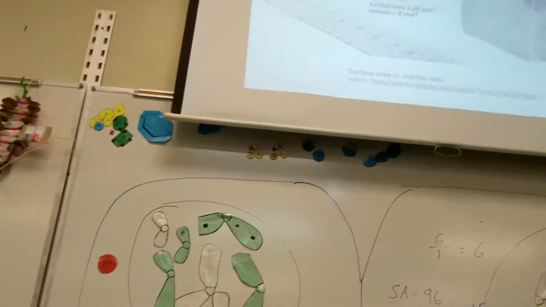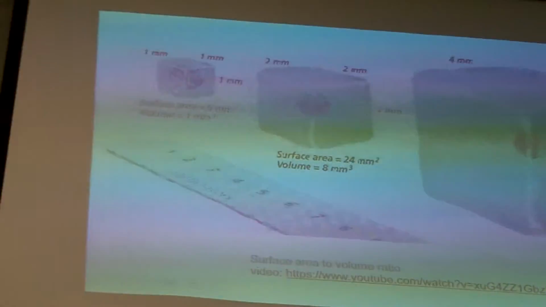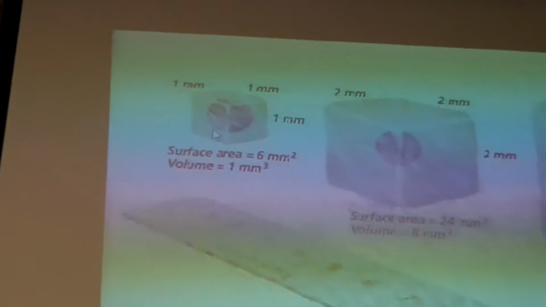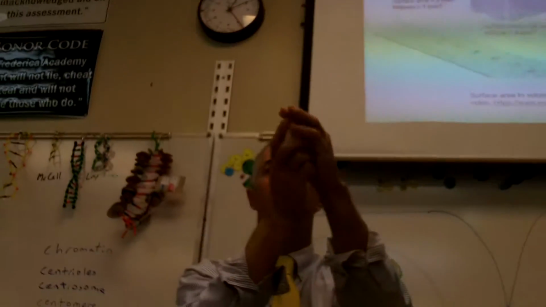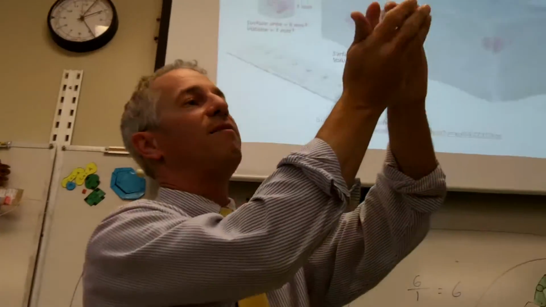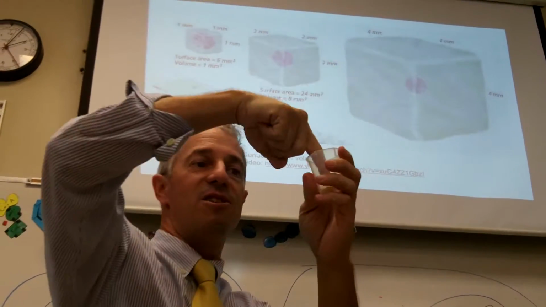So if you notice, here's a small cell on the left. Do you know how to figure out the surface area of a cell? You know, the surface area of something is the part on the outside that you can touch. The surface area of this cup is just the part I'm touching on the outside, not what's on the inside.